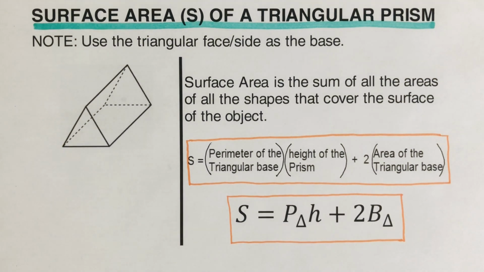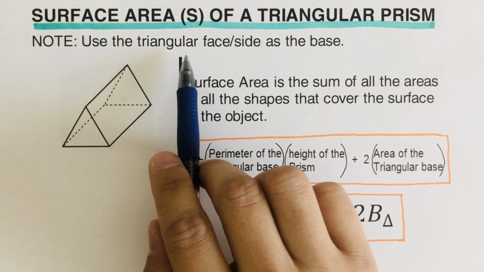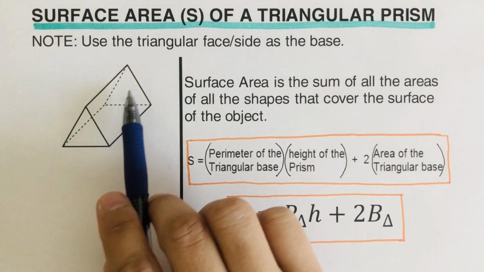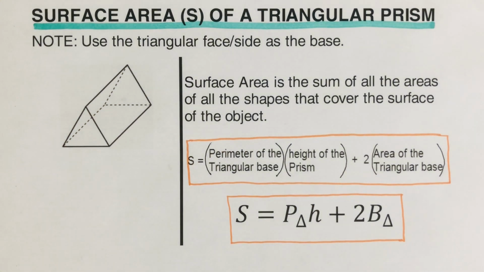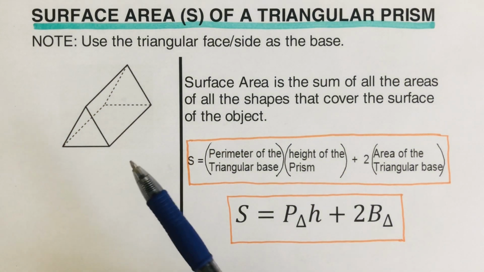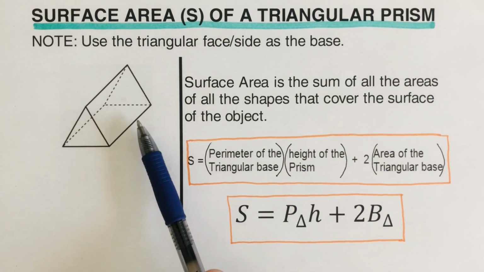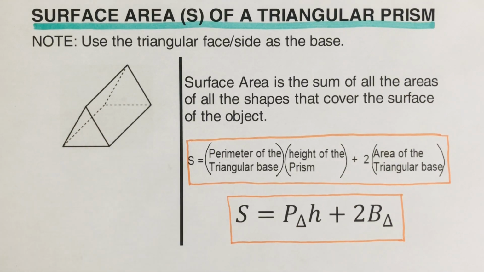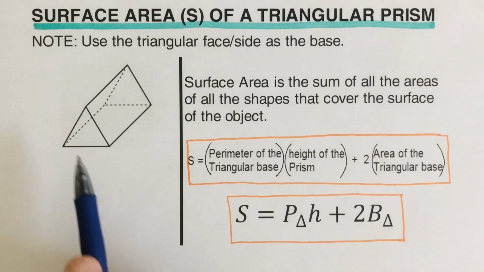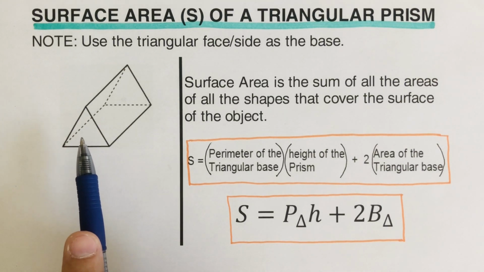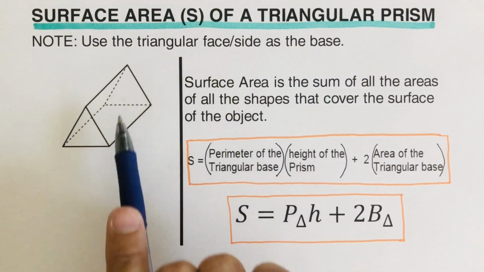Now, here's a very important thing I want you to remember before we jump into the details of determining the surface area of a triangular prism. We use the triangular face, this face right here, as the base. Others are going to think that the base for this prism is the rectangular shape located at the bottom. That doesn't work for a triangular prism. It's always the triangular shape that is considered the base of this prism.